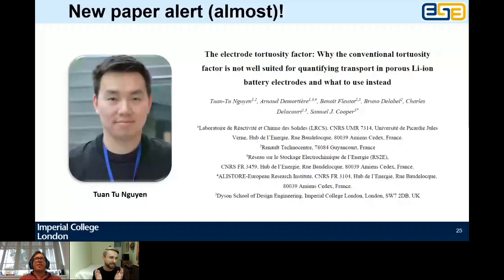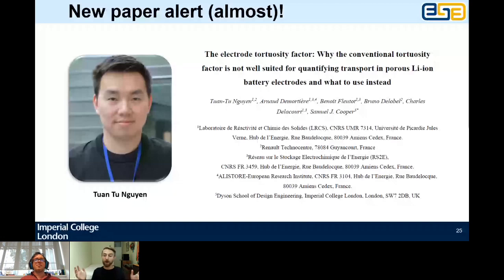So here's the next paper with Tointu and Arnaud and Benoit and Bruno and Charles, and the paper is supposed to be deliberately a bit provocative, right? The electrode tortuosity factor, why the conventional tortuosity factor is not well suited to quantifying transport in lithium-ion battery electrodes, and what to use instead.